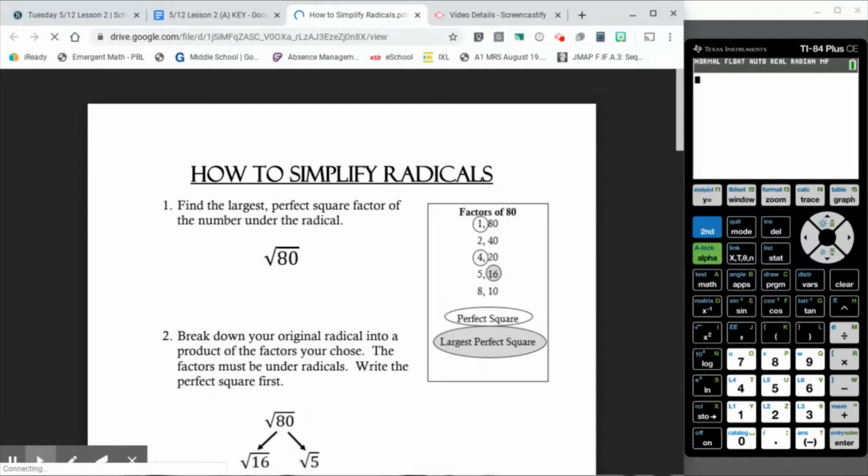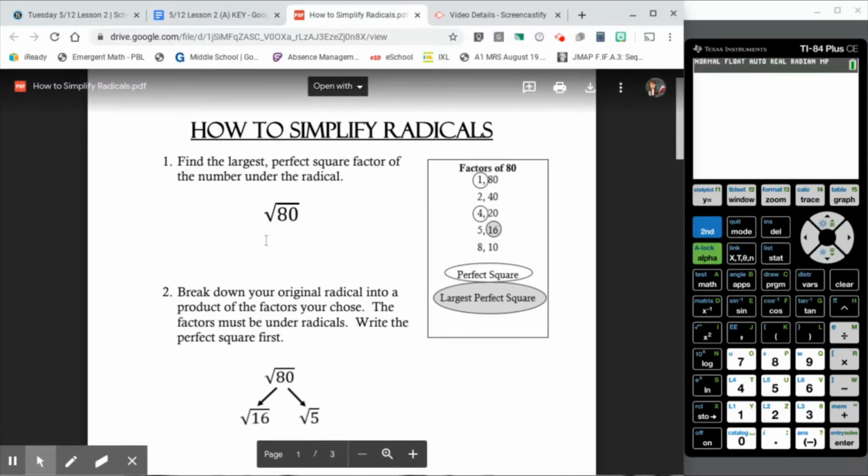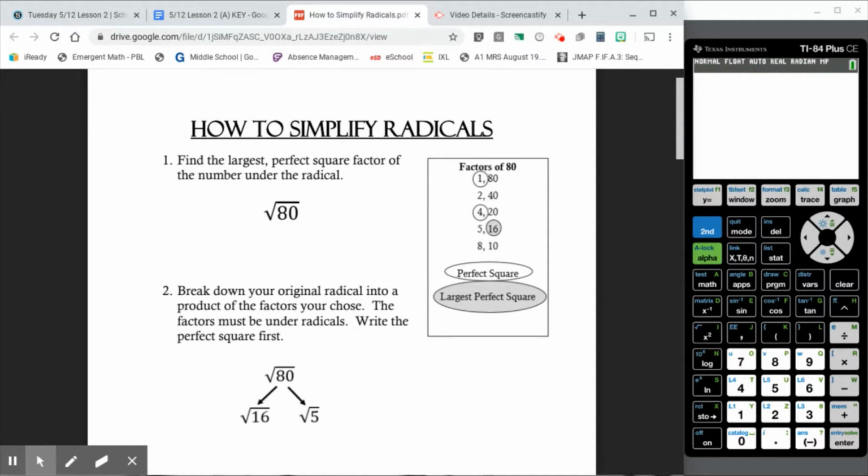Okay, so when we look at radicals, it's kind of like simplifying fractions. If we have a fraction like 5/10, we can simplify that to 1/2. You can do the same thing with radicals. To figure out how to simplify radicals, your first step is to find the largest perfect square factor of the number under the radical. So for this example on the reference sheet, we have radical 80. And I'm going to be using the word radical instead of square root just because it's so much easier to say, but they mean the same thing.